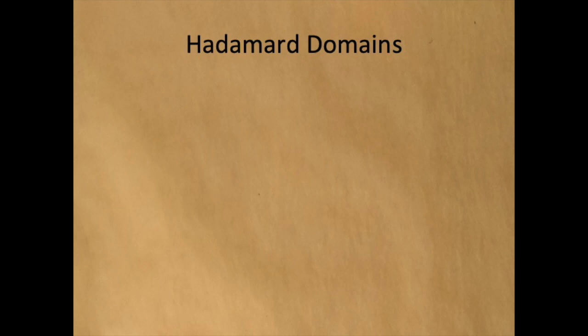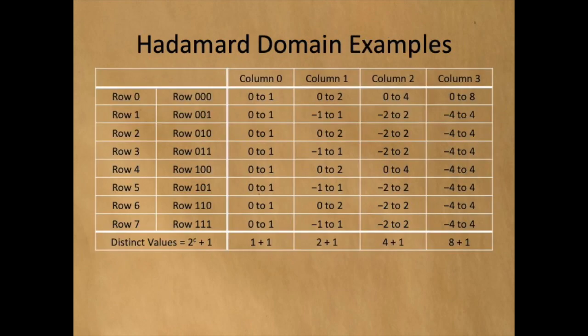Hadamard domains. We require that the input to a fast Hadamard transform be a binary vector, which means that it only has values 0 and 1. So in column 0, the only valid values are 0 and 1. In other words, the Hadamard domain of all nodes in column 0 is 0 to 1.